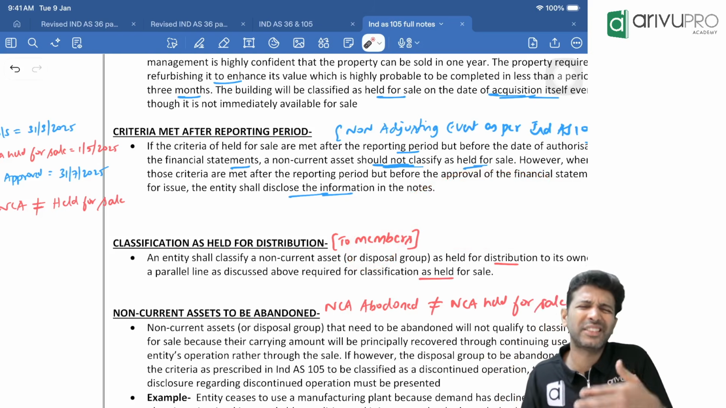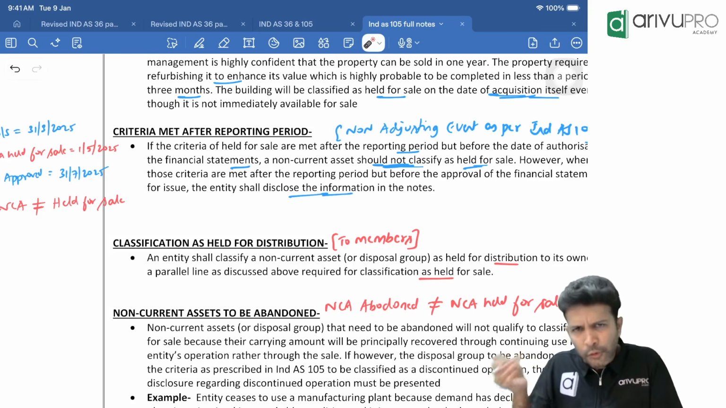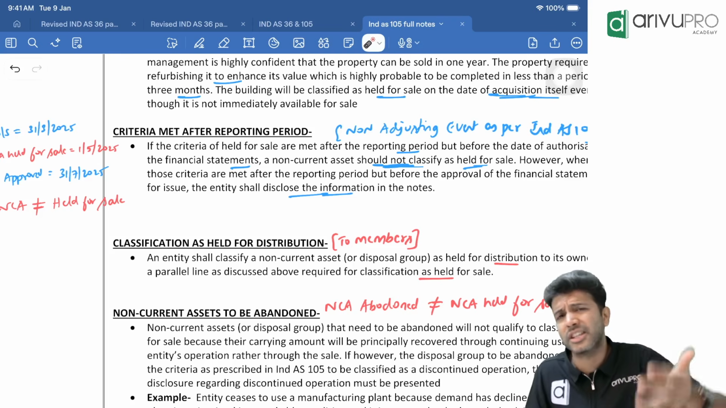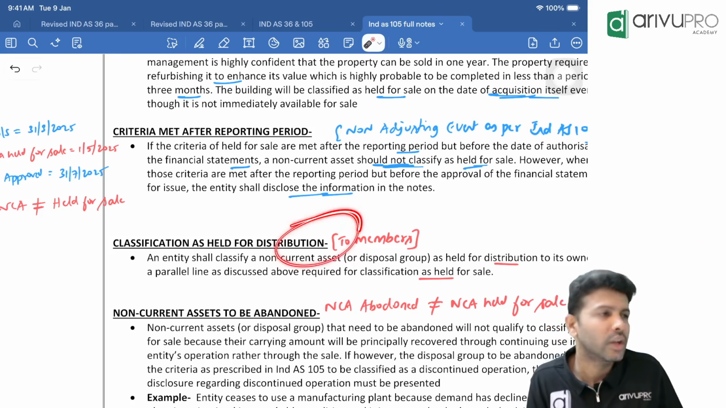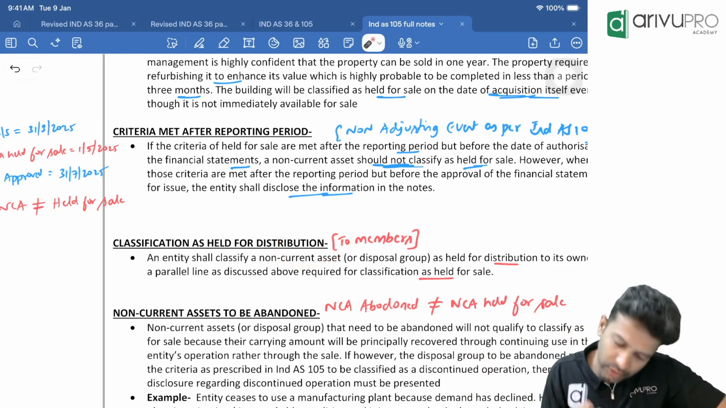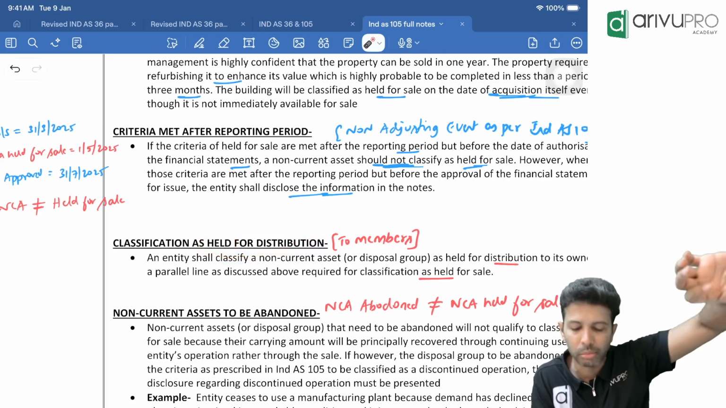Normally we see this in private companies, no? In case of private companies, if a company has some assets like building and all, vehicles and all, instead of selling the asset to a third party, they may decide to give it to one of their members. So that is nothing but held for distribution. Instead of held for sale, we are holding it for distribution purpose. Distribution to whom? To the members.